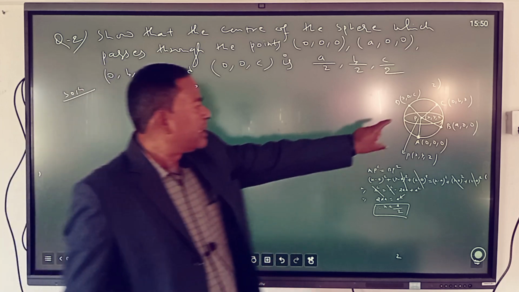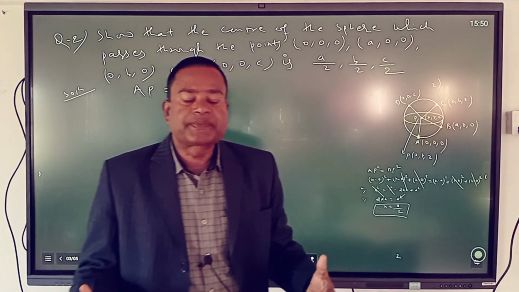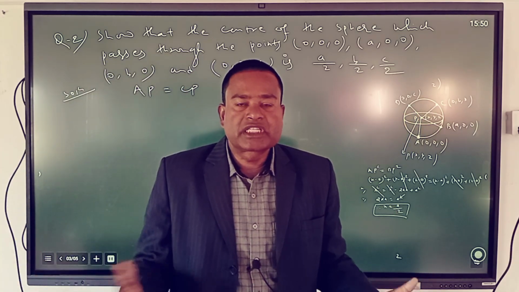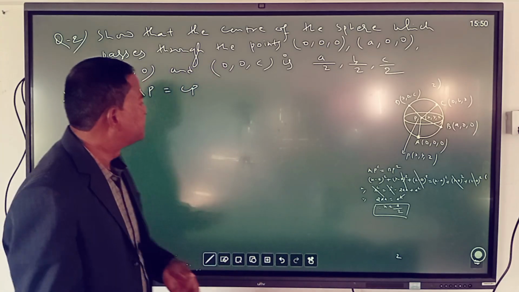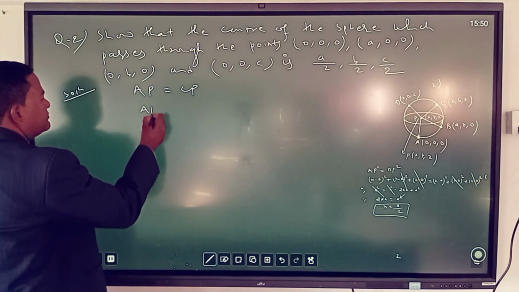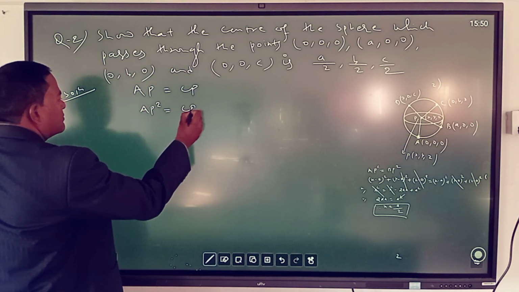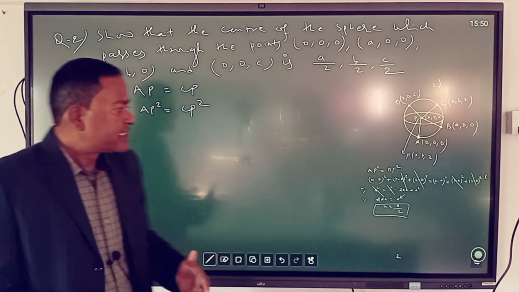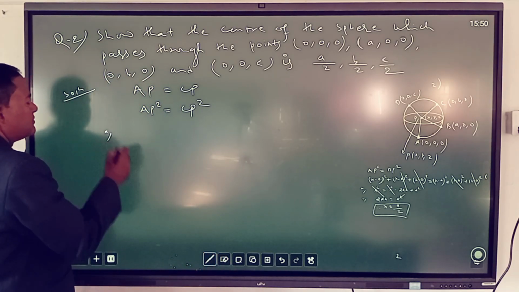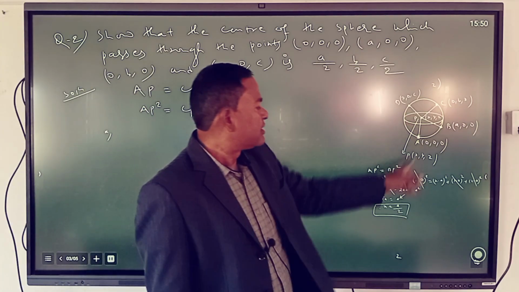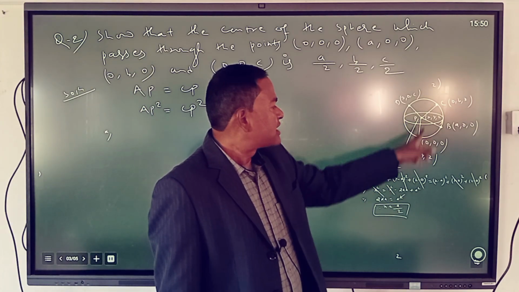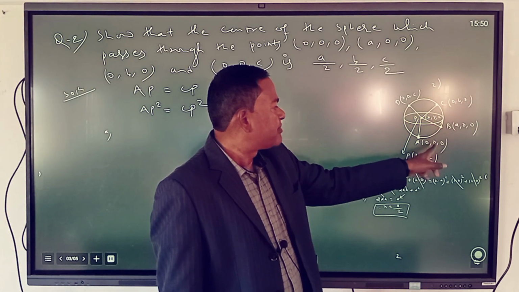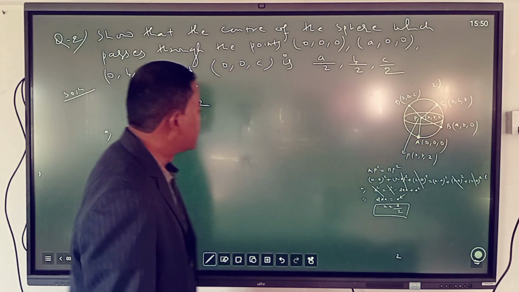Because AP and CP are the radius of the sphere, and the radii of the sphere are always equal, AP square is CP square. Let's do squaring on both sides. So distance of AP, already we have found, is x minus 0 whole square plus y minus 0 whole square plus z minus 0 whole square.